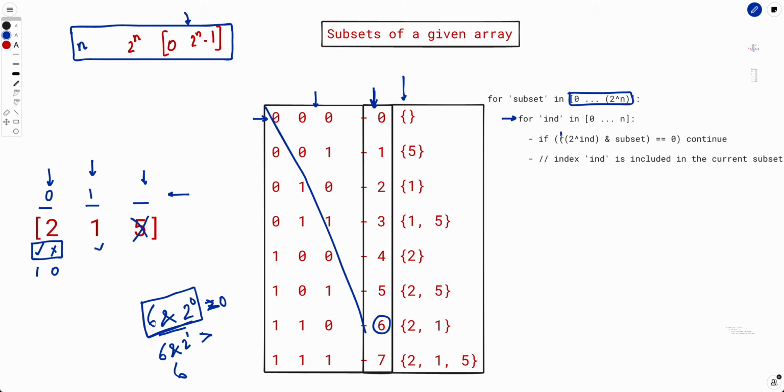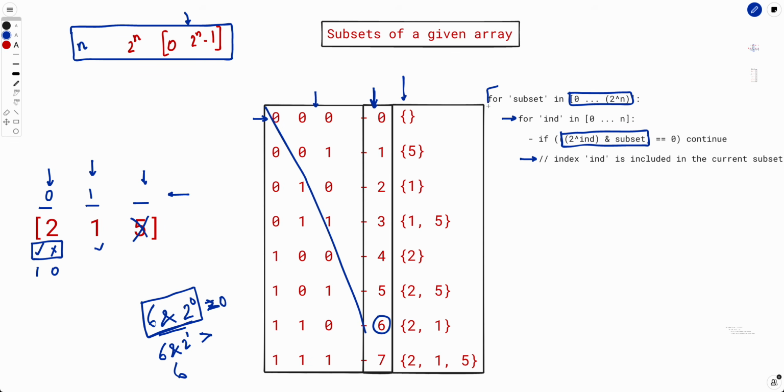So what we will do, we will simply do a bitwise AND of that subset number with 2 to the power of the current index. If the answer is 0, it means it is not included, so we'll continue. Otherwise, this index is included. Now, whatever we want to do, we'll just do with this particular index.